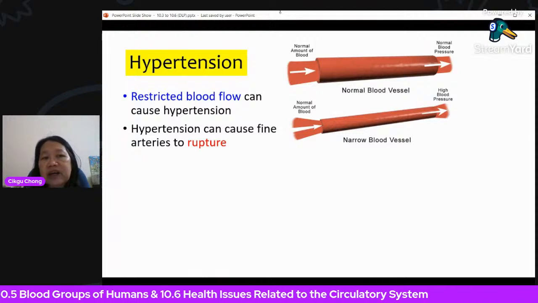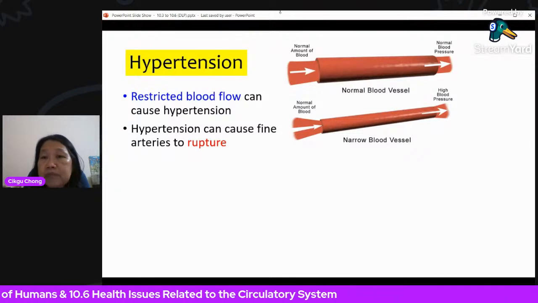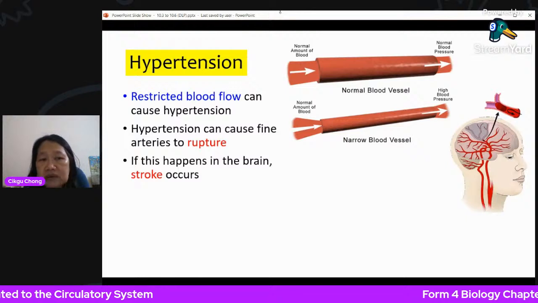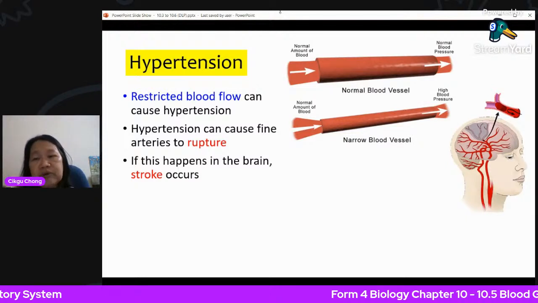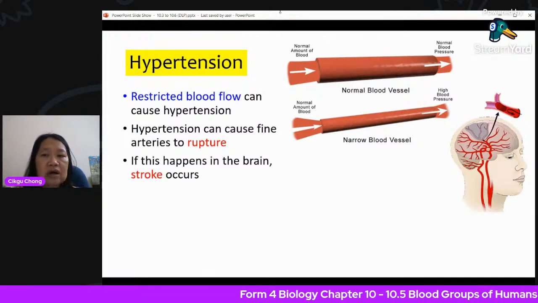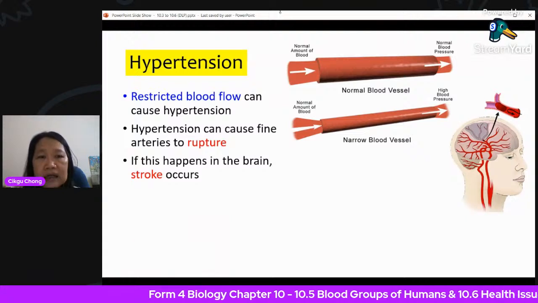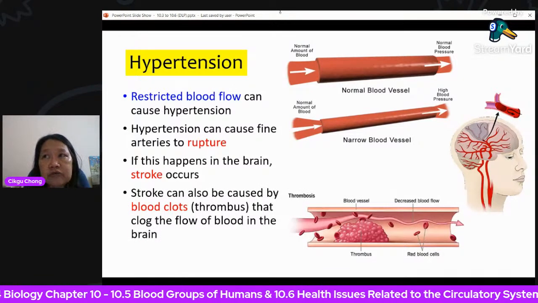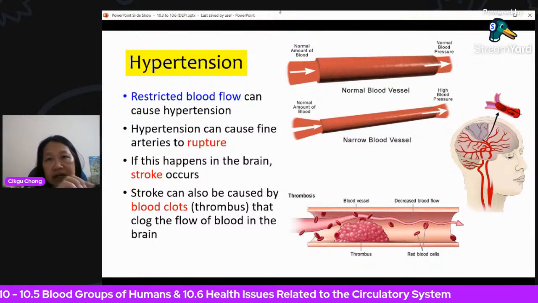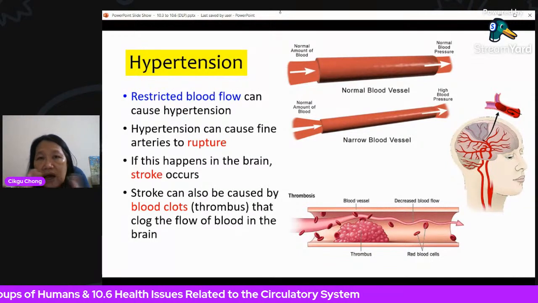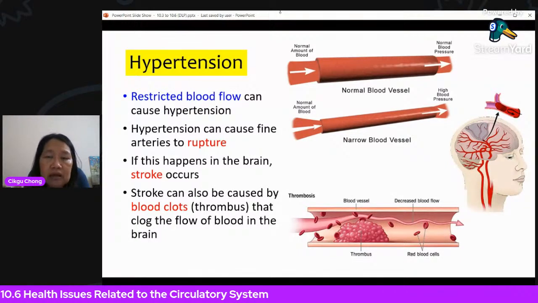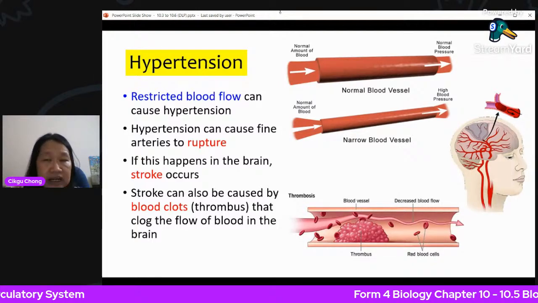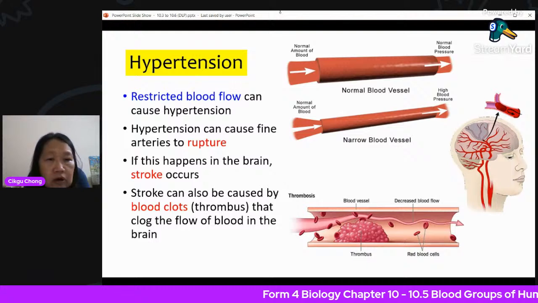It can cause the fine arteries to rupture, especially the capillaries, which are very fine. Rupture means to break. And if it happens in the brain, you get a stroke. We call it a stroke, right? In Cantonese, we call it 中风. In BM, we call it angin ahmar, right? And if it happens in the coronary artery, the artery that carries blood to the cardiac muscles, you will get pain in your heart. That's called angina. Then your heart can stop pumping altogether.